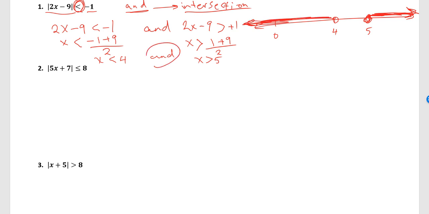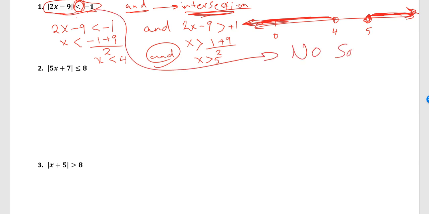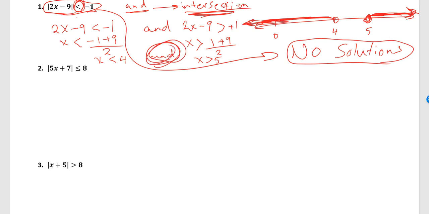But to take the and operand, essentially we need the intersection. But there is no intersection of both regions, right? They just don't intersect anywhere. So this inequality actually has no solutions. Because there's no region that fulfills the and operand for these two expressions. So the solution is that there is no solution.